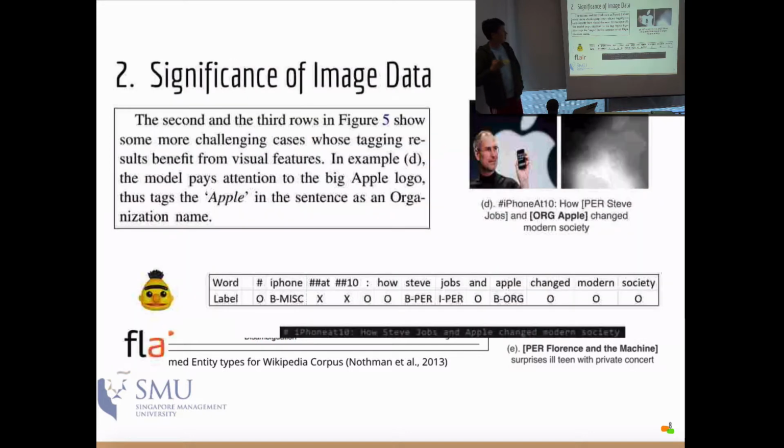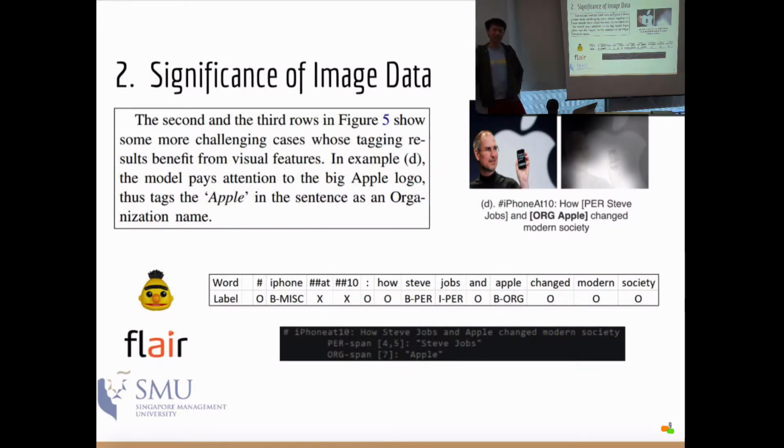Next, I also have questions on the significance of the image data. What the authors claim is that in image 5, example D, shown on the right, the model pays attention to the Apple logo, so it knows that Apple is an organization. But you see the cute bird face there. I actually ran the BERT model, and that's the result of the output. You can see that Apple is also tagged as organization. So what is the point of the image data? I was thinking, maybe BERT you have to pre-train on the corpus, so let's try a plug and play one, something simpler. I used this library called Flair, and Flair tagged it as a person as well. So without the full corpus, we can't actually see how the image data benefits the task.